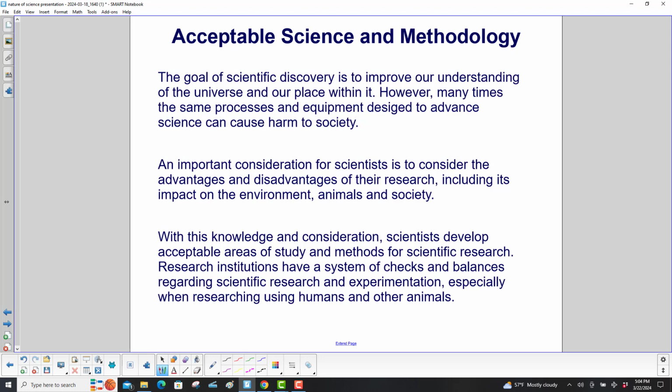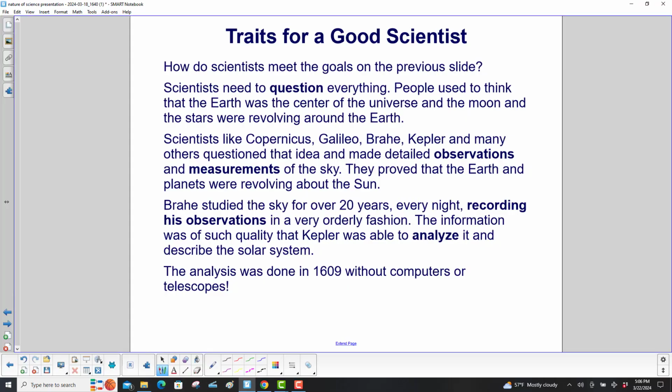However, many times the same processes and equipment designed to advance science can cause harm to society. An important consideration for scientists is to consider the advantages and disadvantages of research, including its impact on the environment, animals, and of course, human society. With this knowledge and consideration, scientists develop acceptable areas of study and methods for scientific research. Research institutions have a system of checks and balances regarding scientific research and experimentation, especially when researching using humans and other animals.